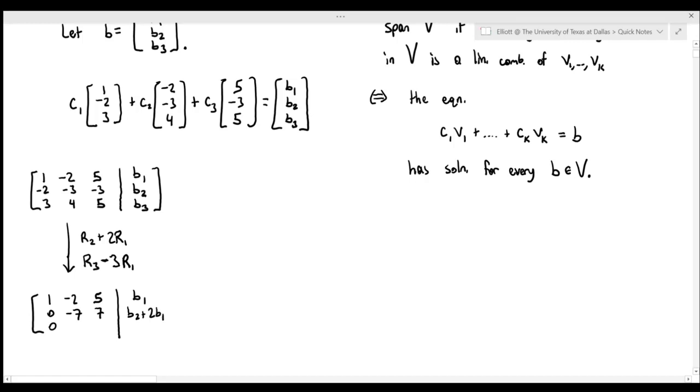And then looking at row 3, if we do row 3 minus 3 row 1, so we're going to get 4 plus 6. So I think that's going to be 10. What is this going to be? 5 minus 15 will be negative 10. And then B3 minus 3B1. All right, so it looks like that's what we'll get for our new matrix.